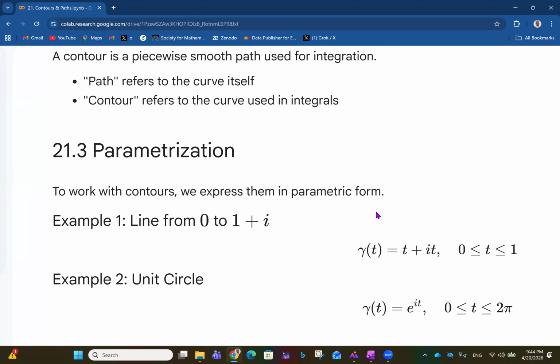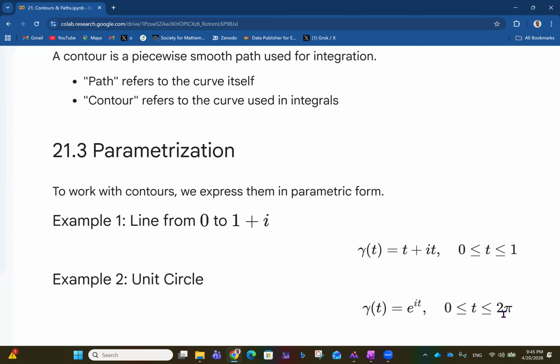We said t is the parameter, right? So example one: if we have a line from 0 to 1 plus i, then we can say that gamma of t is t plus it, where t can take any value from 0 to 1. In the case of a unit circle, gamma of t is expressed as e raised to the power it, and t lies from 0 to 2 pi. Those are the parameterizations we can use in that sense.